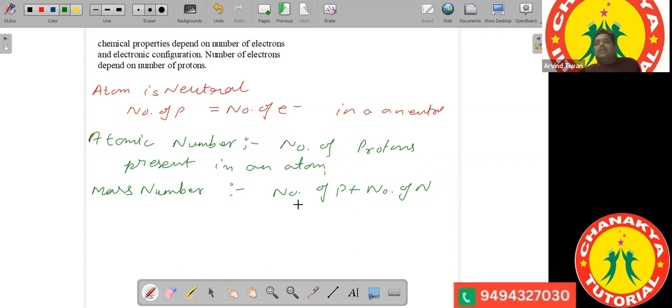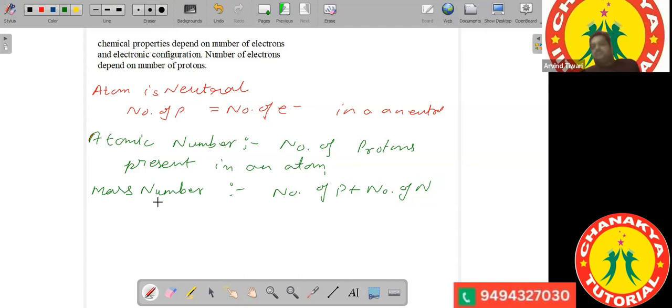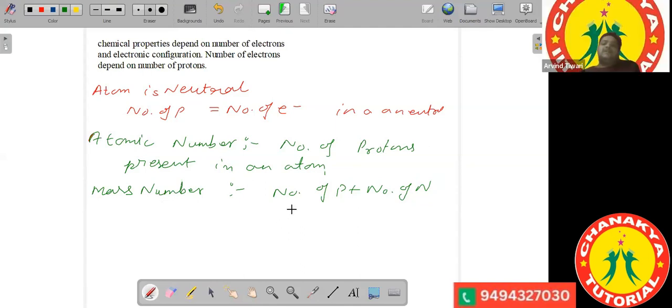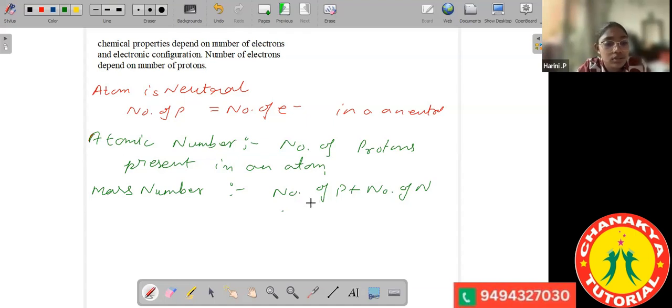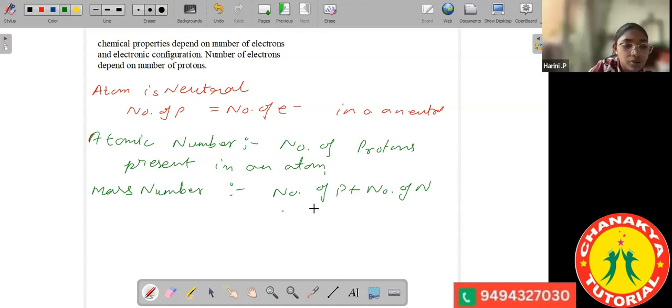So, sir, atomic number and mass number, how can we know the mass number? Is there a formula to find out the mass number? See, that is the number of protons plus the number of neutrons. The sum of the number of protons and the number of neutrons. How do you find the number of neutrons?